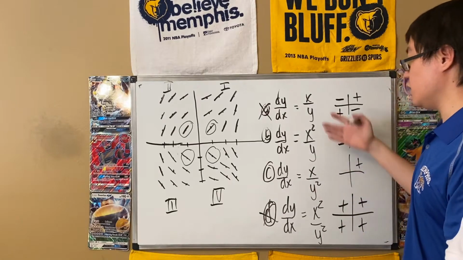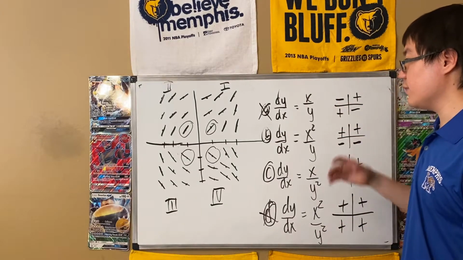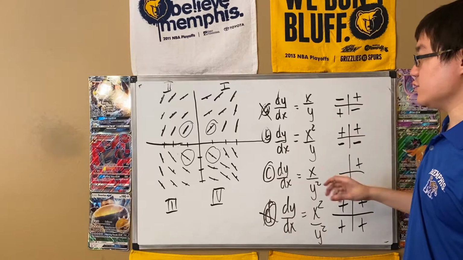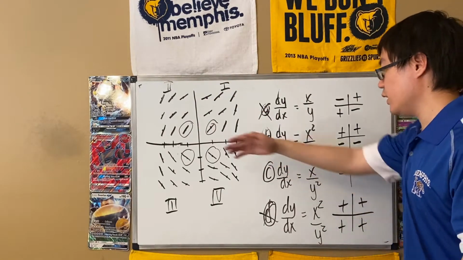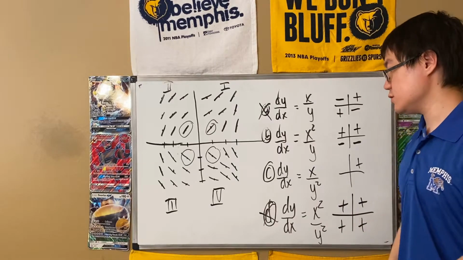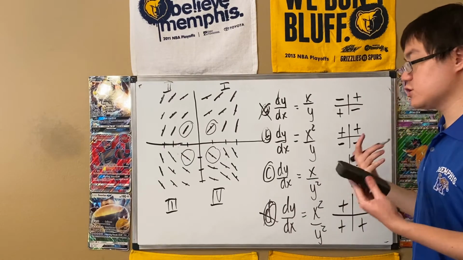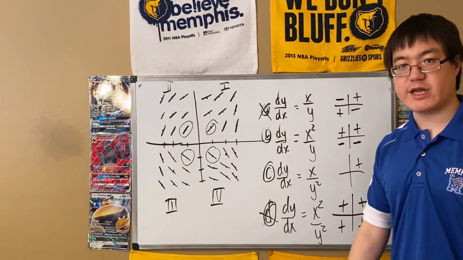So I think my answer is going to be B, but let's check with C. Because look at B, it looks like it matches. Positive slopes in this quadrant, positive slopes in quadrant 1 as well, and then negative slopes in the bottom two quadrants. But let's try to see this out. So let's just do the same thing. We're going to plug in these representative points.